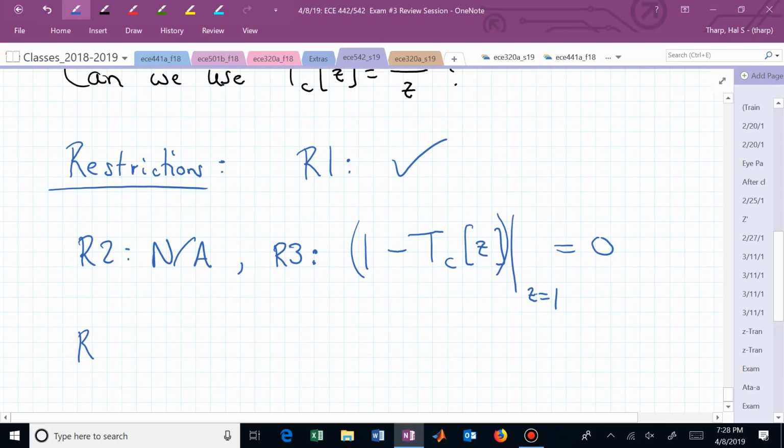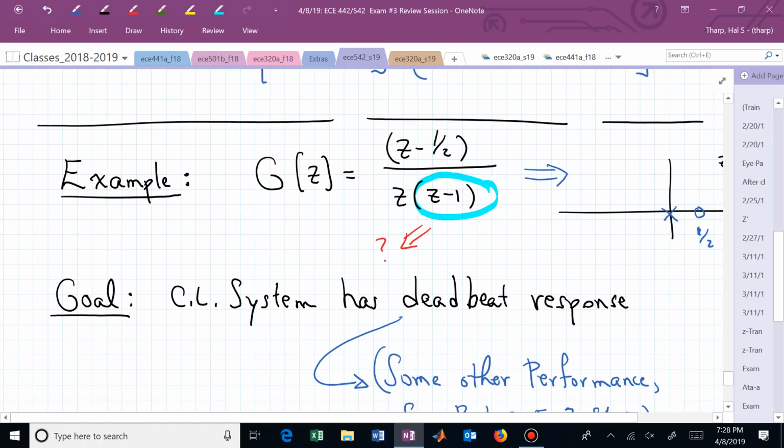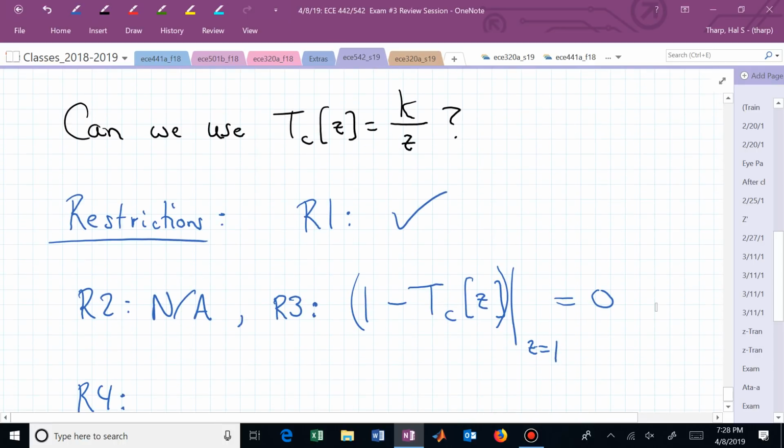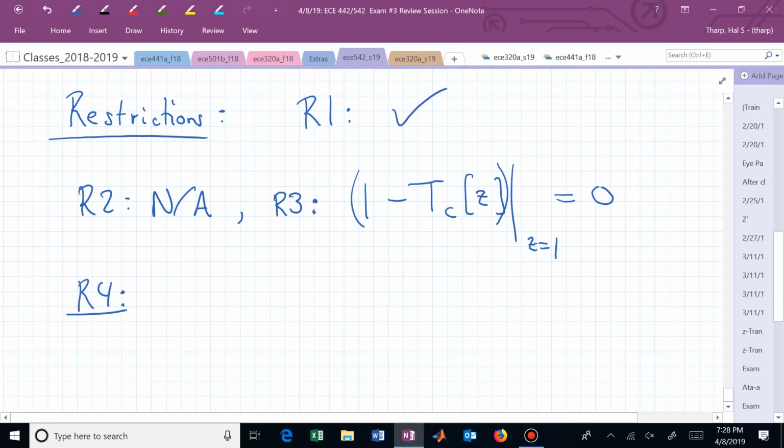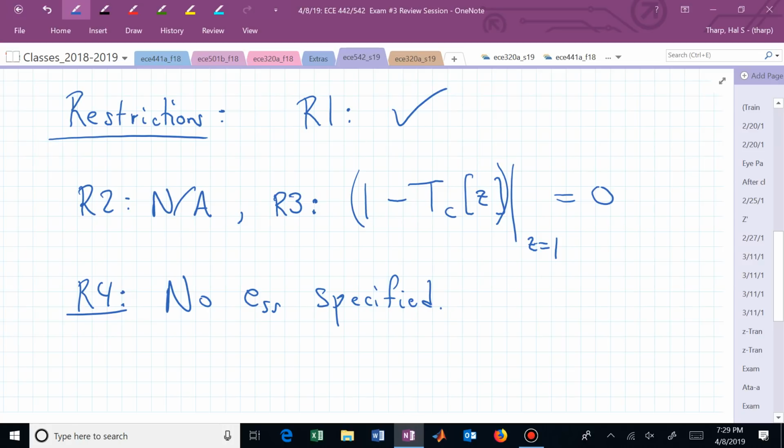And what about restriction 4? What was our goal? All we said is we want a deadbeat response. We didn't say anything about steady state accuracy, did we? So that wasn't even a part of our specification. So this was no steady state error specified. We don't need to worry about that, but it will be giving us zero error due to a constant input just because we had a pole at z equal to 1 in our plant.